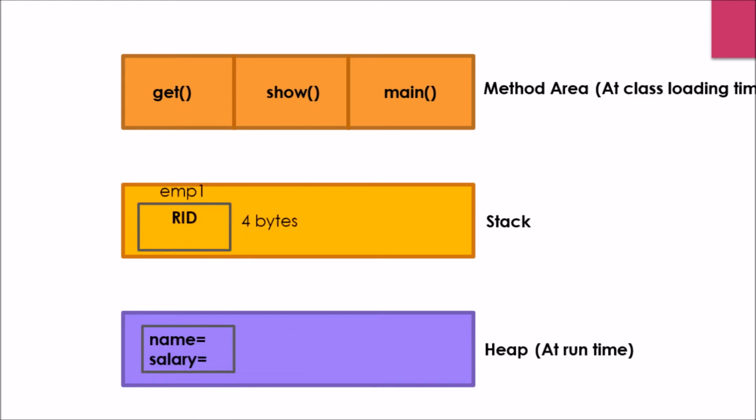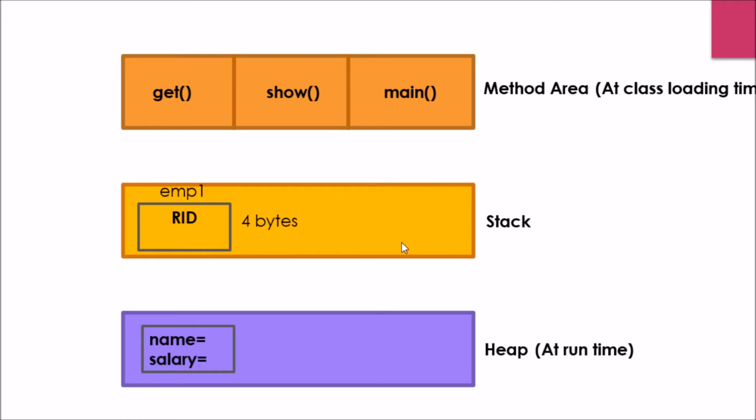Whenever you create an object like Employee emp1 = new Employee(), emp1 is a local variable of the main method. Like in any method, such as the get method or the show method, you create variables like int a = 10. Those variables are local to that method, so they cannot be accessed outside that method, right? Those local variables are managed by the stack only.